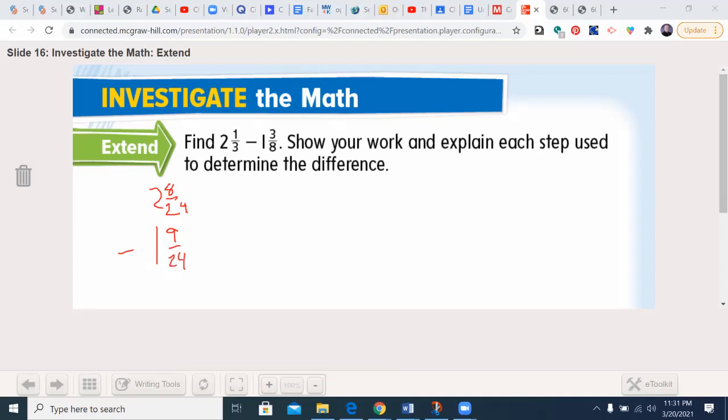So at this point, I've already skipped ahead and got the common denominator. But now I need to rename. And how I do that is I'm going to take 1 away from the 2. So that leaves me at 1. And then each of that 1 would have been divided into 24 pieces. So 24 plus 8 is 32. Once you regroup or rename, basically you add the denominator and the numerator because of how it just kind of works out. So I have 1 32/24 minus 1 9/24.